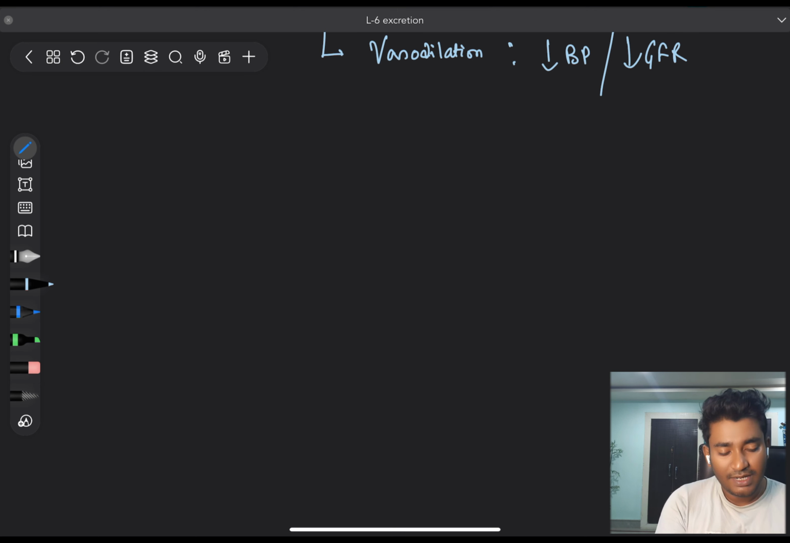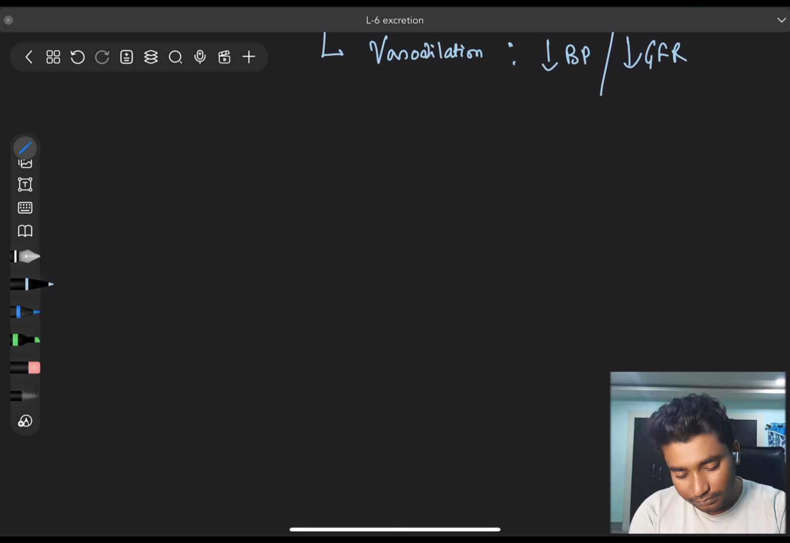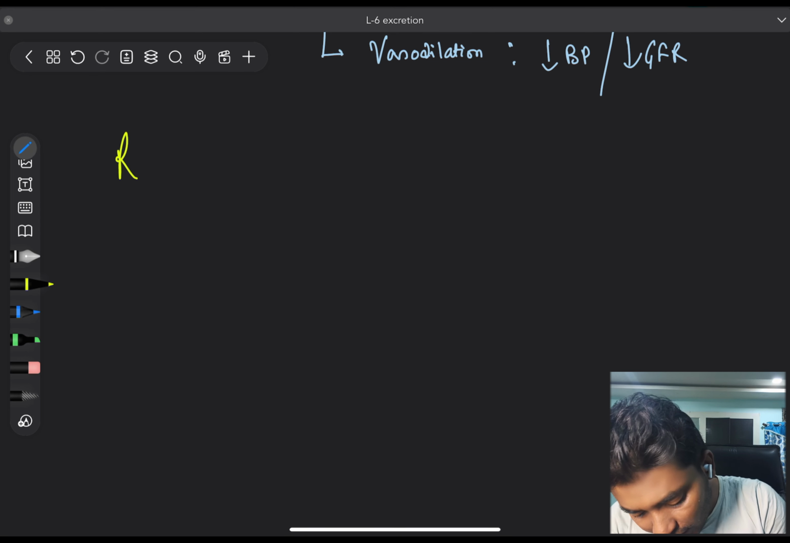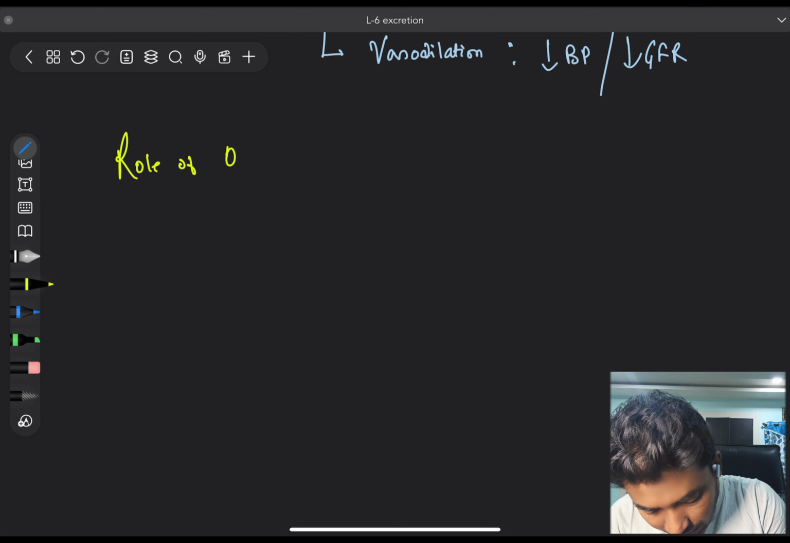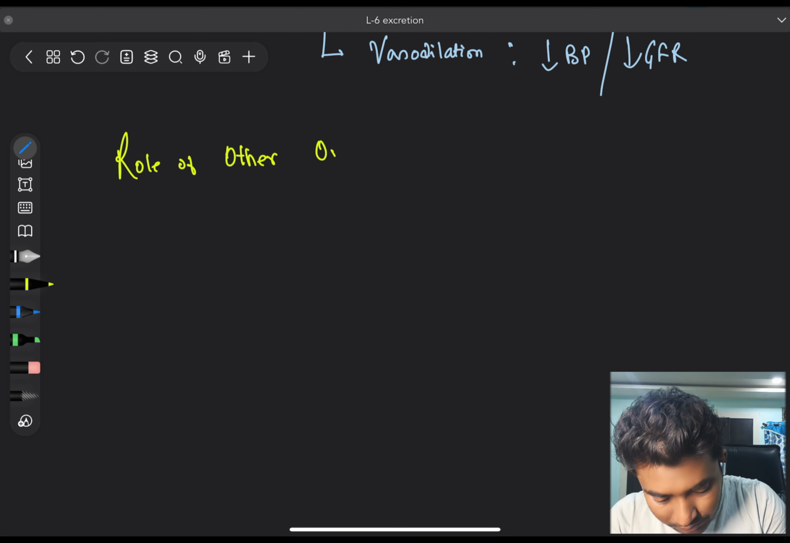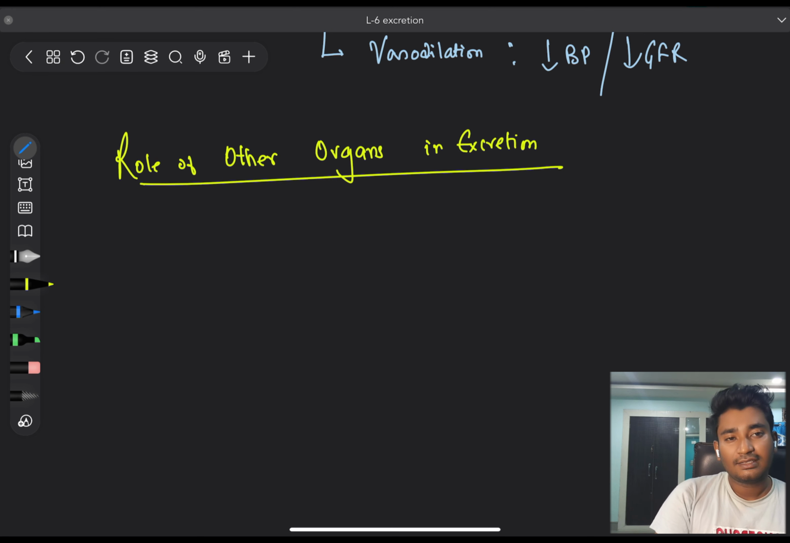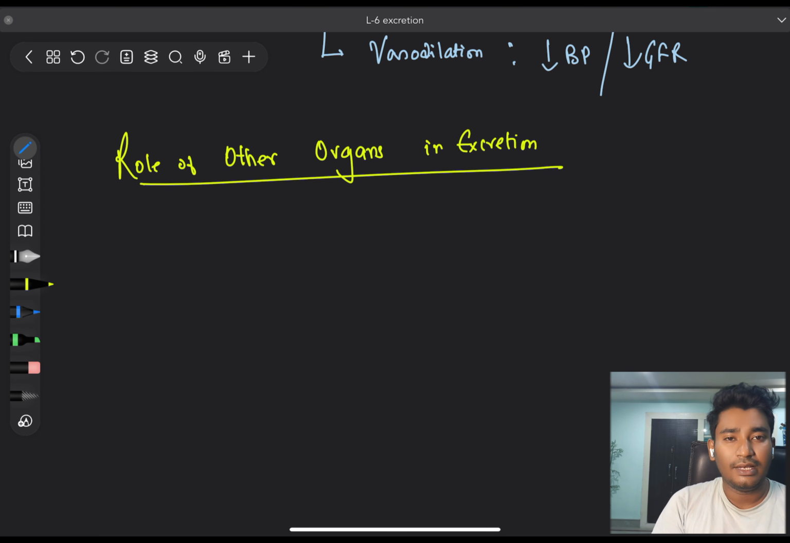Now, what is the next part? The topic is the role of other organs in excretion. Okay, role of other organs in excretion.